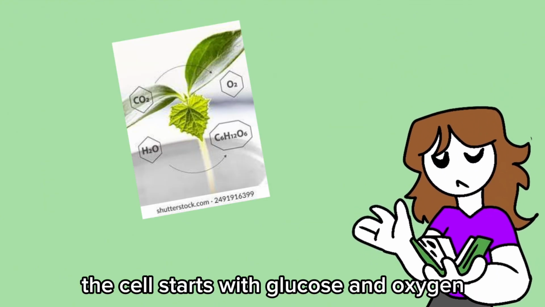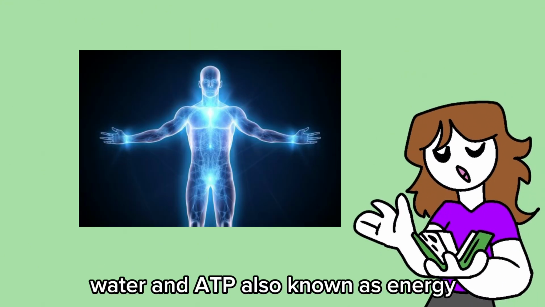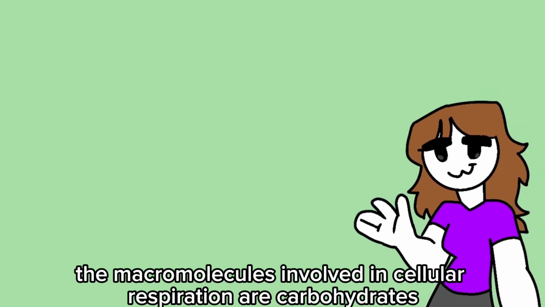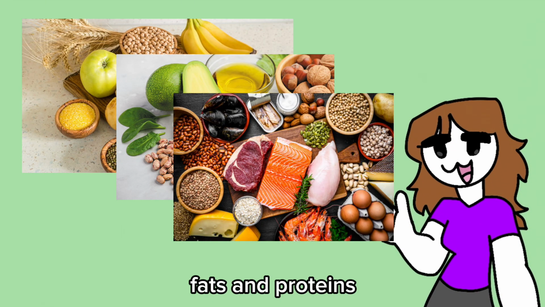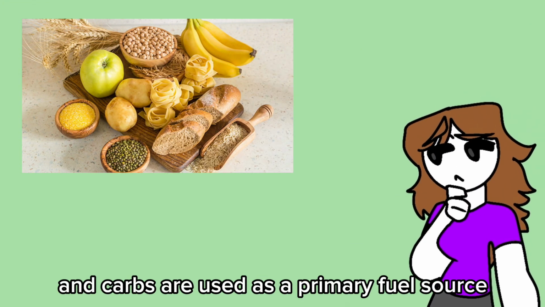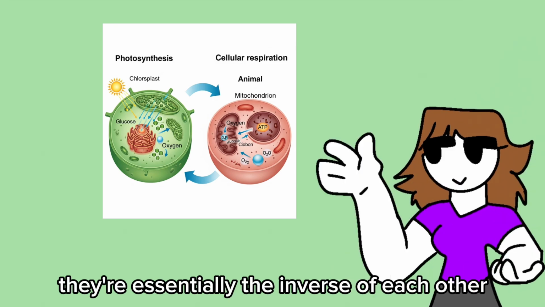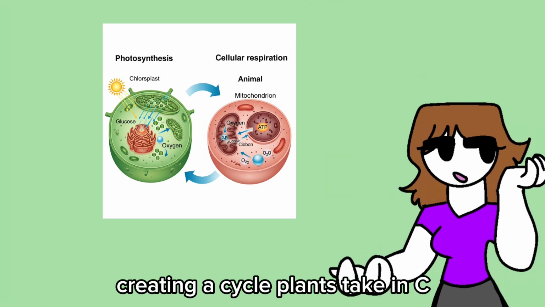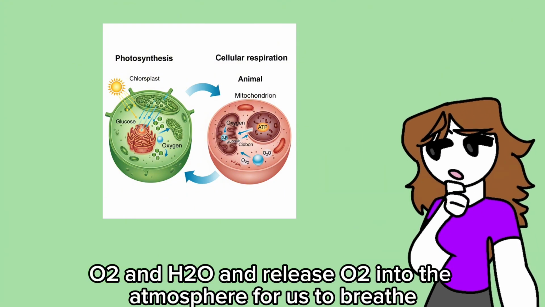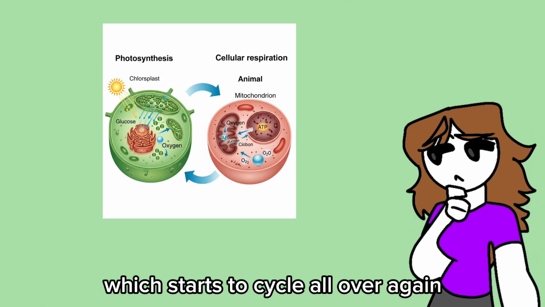The cell starts with glucose and oxygen, which we get from plants, and the output is CO2, water, and ATP, also known as energy. The macromolecules involved in cellular respiration are carbohydrates, fats, and proteins. Fats are used for energy storage, proteins are used for secondary fuel, and carbs are used as a primary fuel source. If you heard what I said about inputs and outputs, they're essentially the inverse of each other, creating a cycle. Plants take in CO2 and H2O and release O2 into the atmosphere for us to breathe, and we exhale CO2, which starts the cycle all over again.